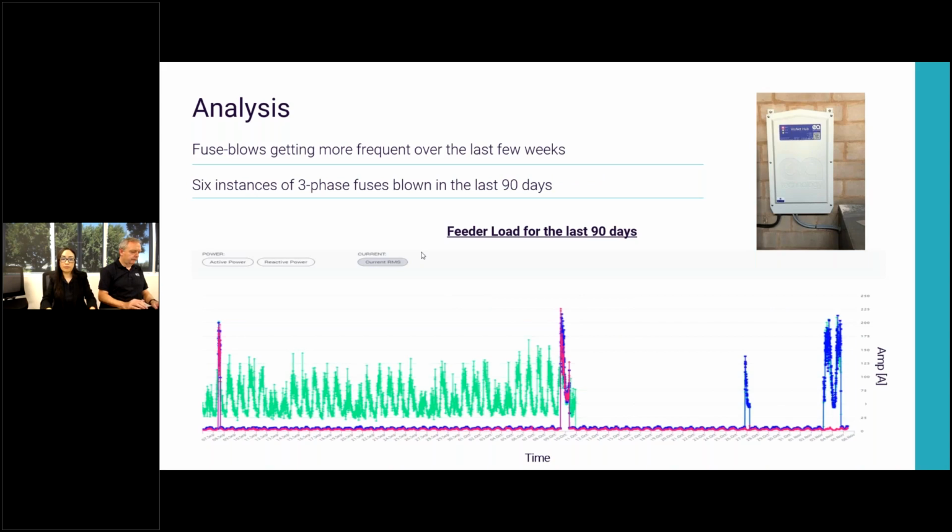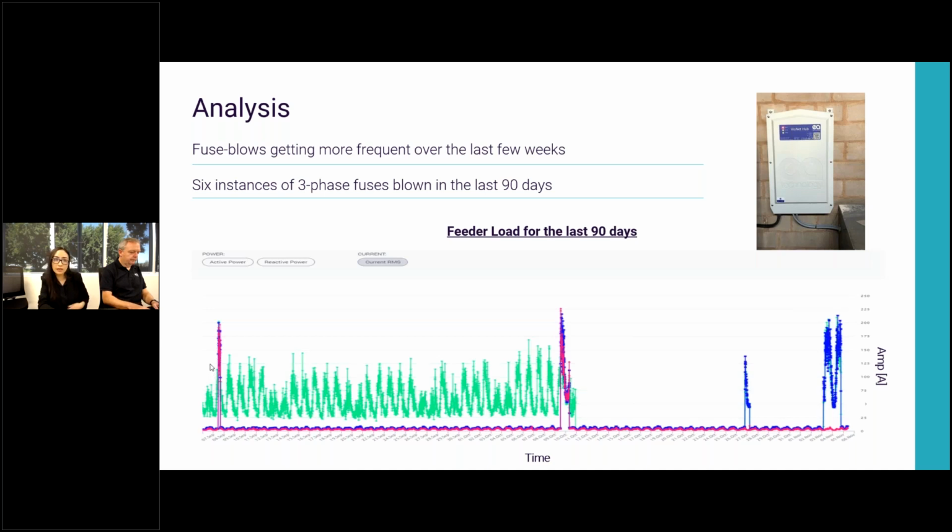to have an idea of how many fuse-blown events we have. In this graphic, each one of the peaks represents a fuse blowing event. Here the green is phase 1, the blue is phase 2, and the pink is phase 3.